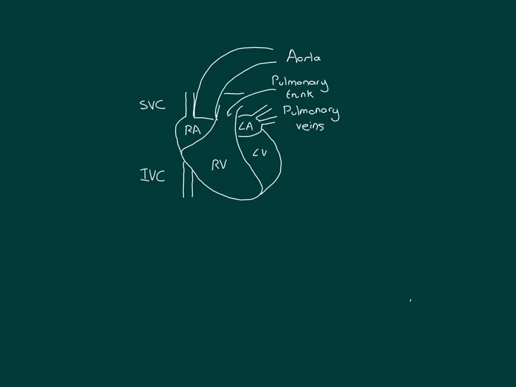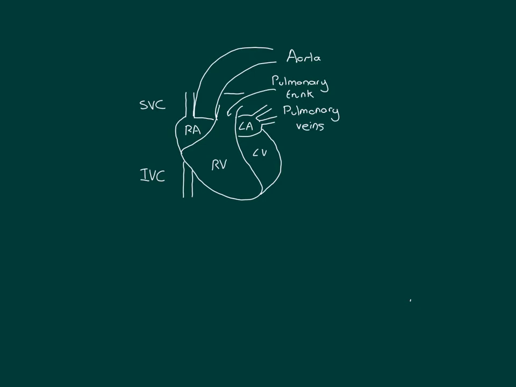What I now want to discuss is this thing called the fibrous skeleton of the heart, or the cardiac skeleton. Now, before we do that, let me just talk about the structure of the heart wall. So what are the layers of the heart wall? And we'll do this starting from the inside and working outwards.